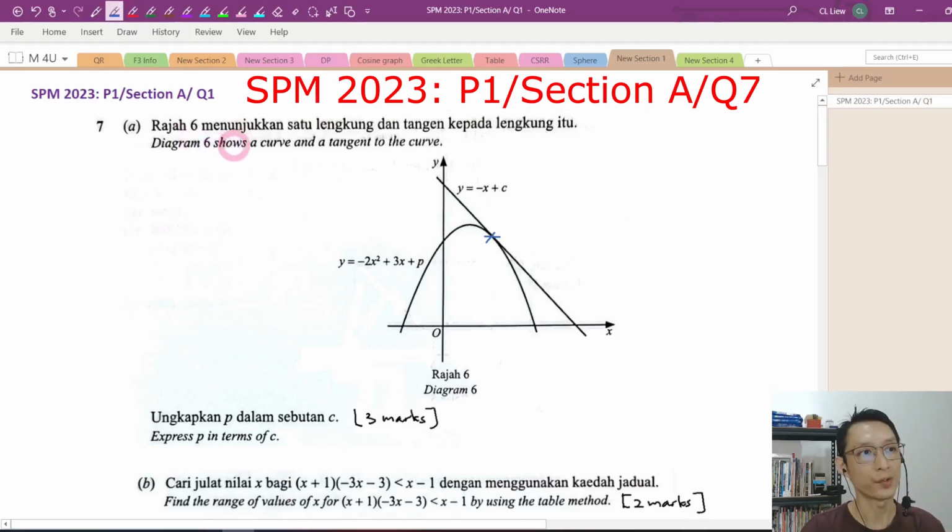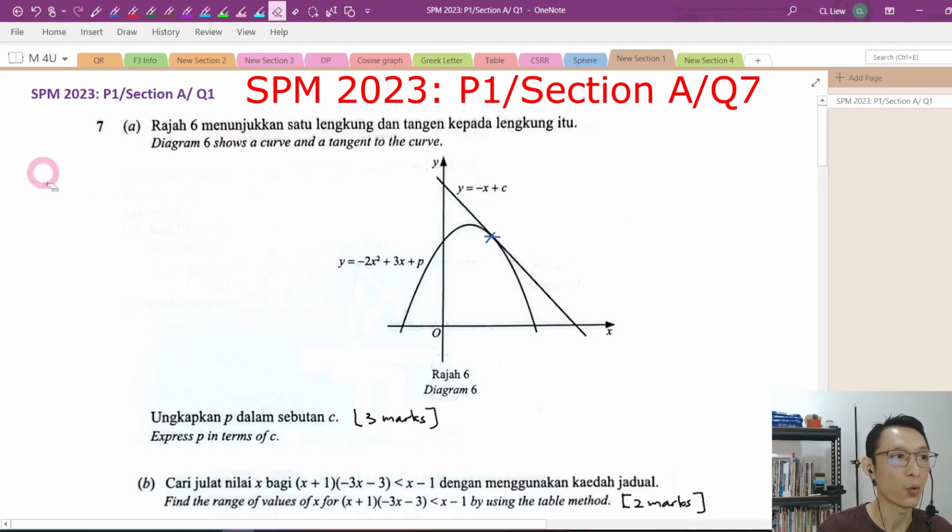Diagram 6 shows a curve and a tangent to the curve. We want to express p in terms of c. This is a curve and this is a tangent to this curve at this point. Since this is a tangent, we know that this straight line will only touch this curve at one point. So I hope that you still remember this.